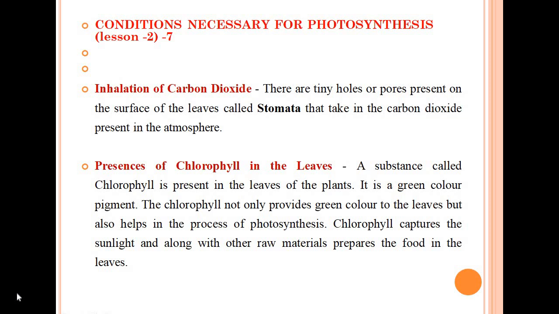Chlorophyll is present in the plant and imparts it the green color. But this is not the only function of chlorophyll. Actually, chlorophyll captures the sunlight and, along with other raw materials, prepares the food in the leaves. It means it is very important, because it captures the sunlight, which is also one of the raw materials that we have discussed in our previous slides. The primary function of chlorophyll is capturing sunlight.